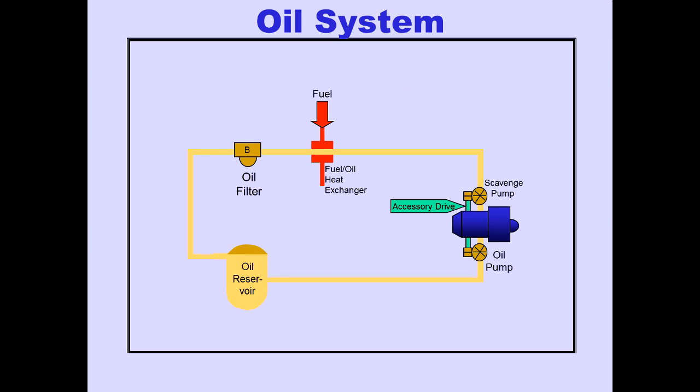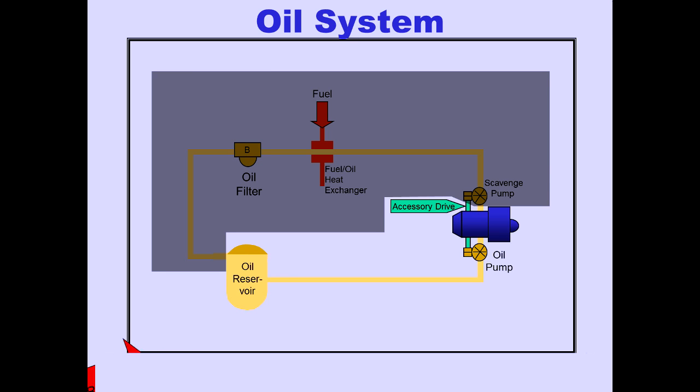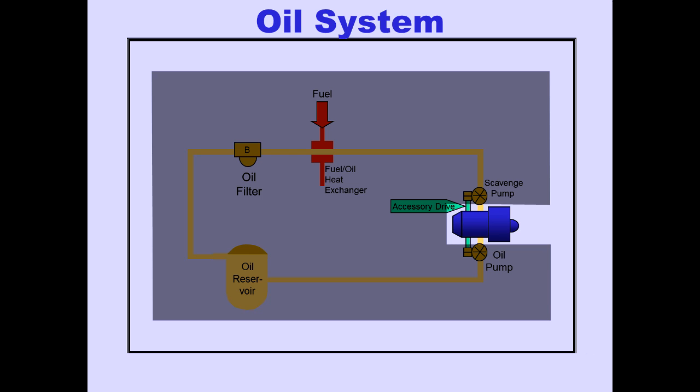The oil system is self-contained. It cools and lubricates the engine bearings and accessory gearbox. Oil is supplied from the reservoir to the oil pump. The pump is driven by the engine's accessory gearbox. The oil is distributed to the engine's gearbox and bearings.